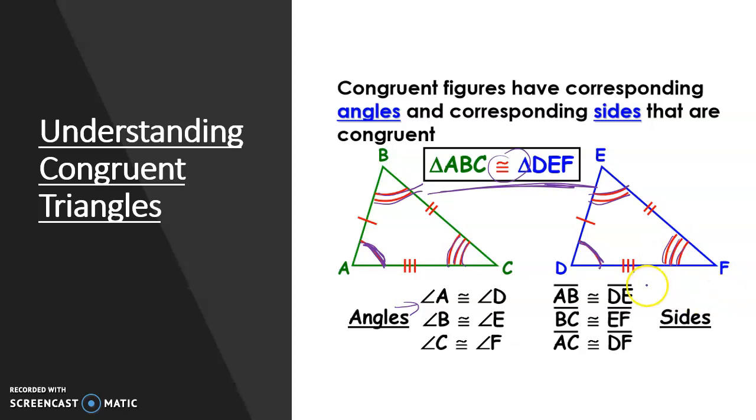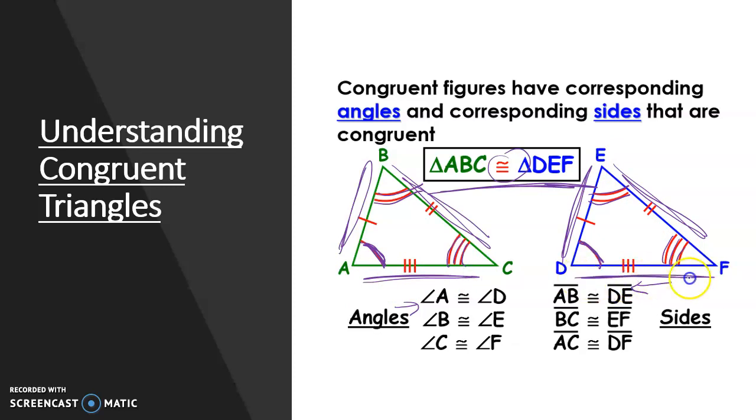Now let's look at sides. This symbol above the letters can mean side or line. So this reads side AB here is congruent to side DE. We've got the 1 tick mark. Side BC here is congruent to side EF with the double tick marks, and side AC is congruent to side DF.